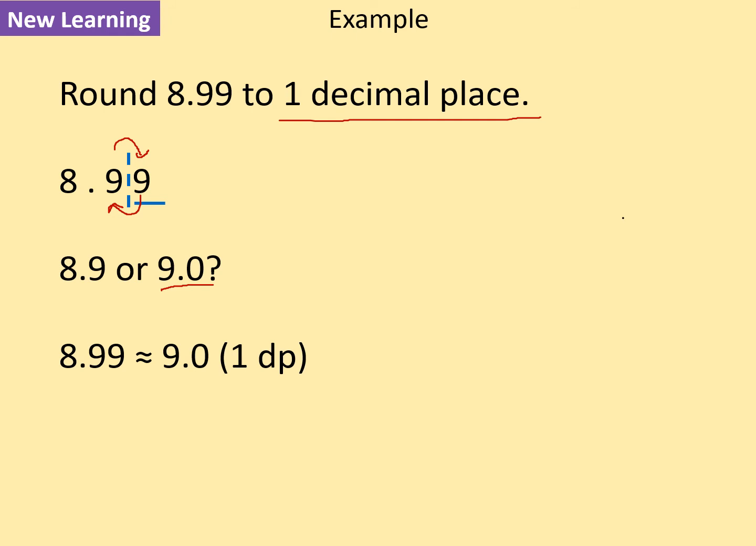Now you might be asking, well, 9.0 is exactly the same as the number 9. However, our question says we need to round it to 1 decimal place, so we need to show that we've done that. So we can't just have 9, we have to write 9.0. That shows you've rounded to 1 decimal place because there's 1 digit after the decimal point, even though you'd be right to say that's the same as just the number 9. But in these sort of questions, you must show 9.0 is your answer.